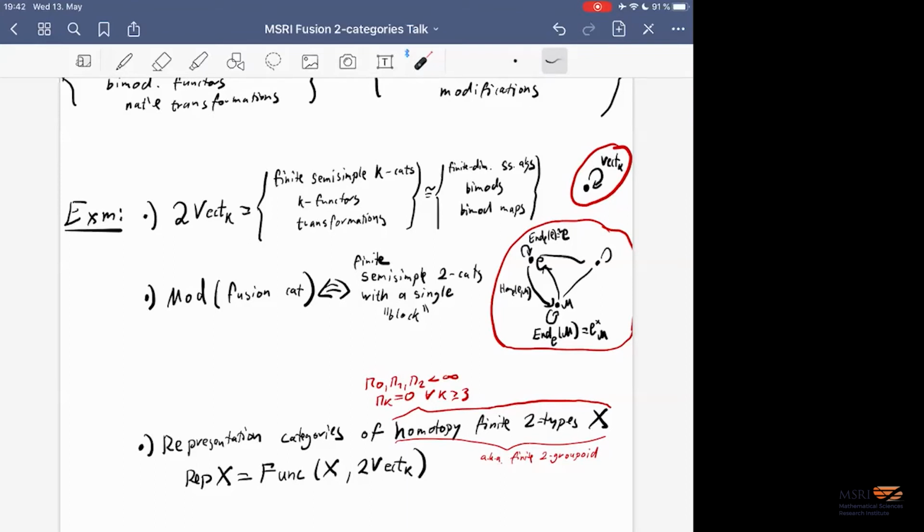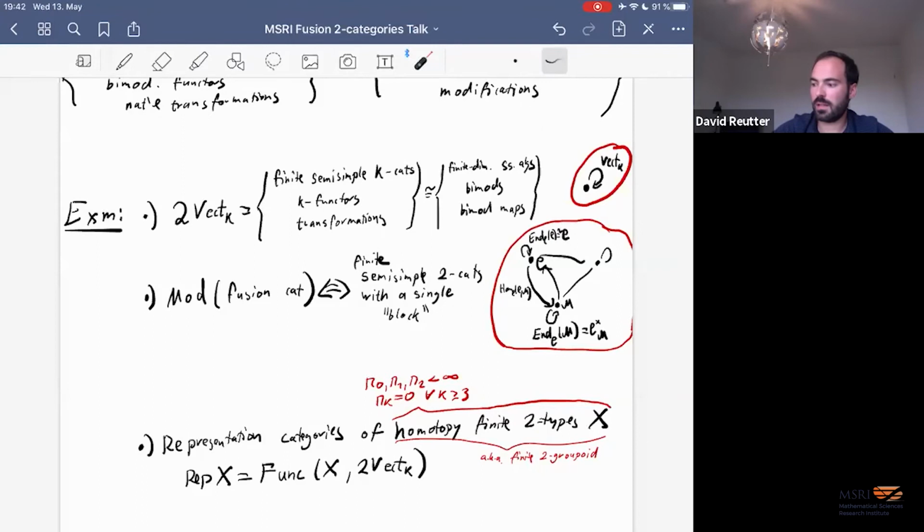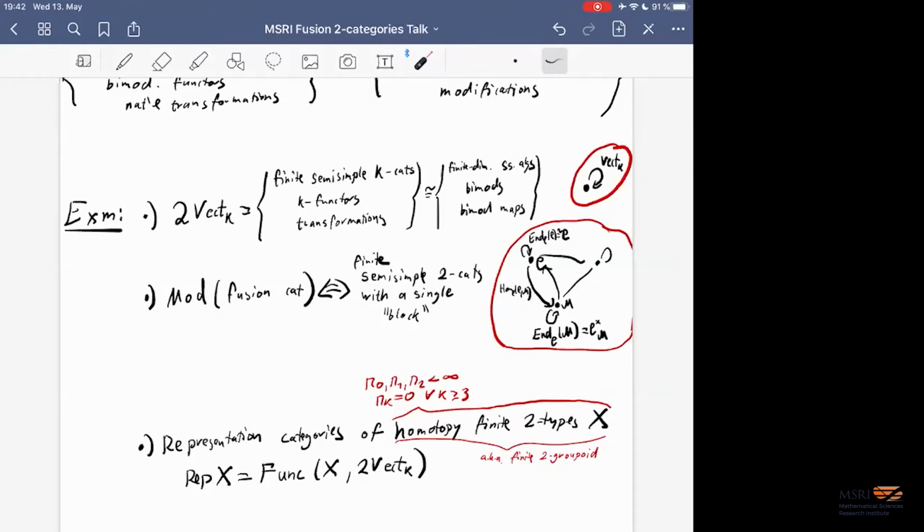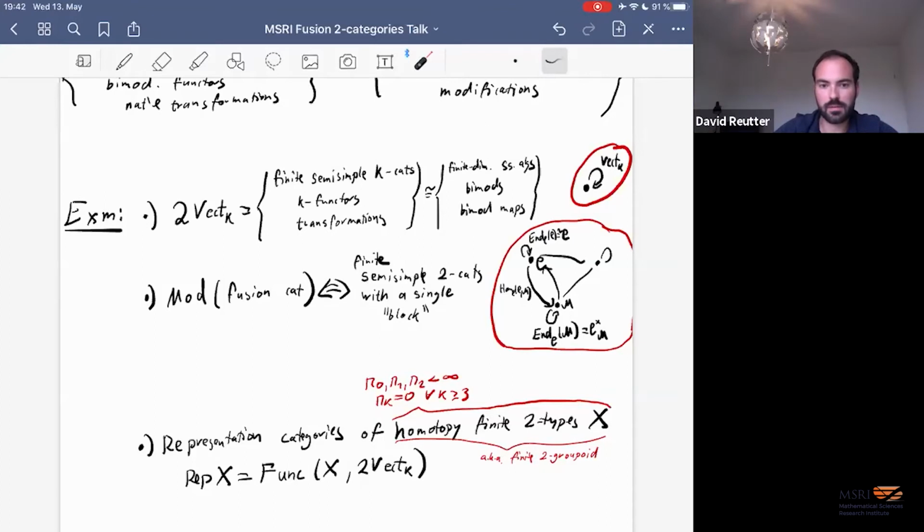Hi, this is Victor Ostrik. So this last example, is this the same as modules over this pointed category Vect_G^omega or something different? Oh, so yes. The last examples I'll talk a bit more about these later. But if you take X to be connected, so if pi 0 is trivial, then it's just module categories. Let me get this right. I want to get the counting right.